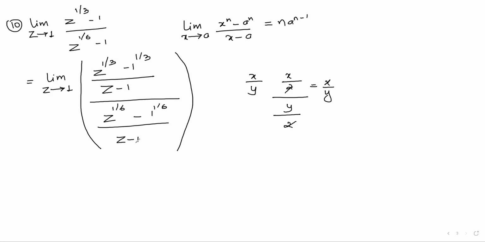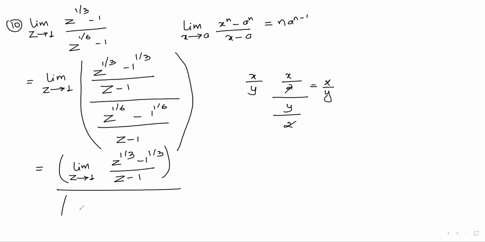ओके सर बट मैंने तो दूसरे मेथड से किया था, मैंने दोनों तरफ 2 से पावर में मल्टीप्लाई कर दिया था. Okay. Noma, अभी आपका method भी check करते हैं. Okay. Now what we will do, we will put this limit. This is limit z tends to 1, z to the power 1 by 3 minus 1 to the power 1 by 3 by z minus 1. And similarly in the denominator, we will put the limit z to 1, and this is z to the power 1 by 6 minus 1 to the power 1 by 6.